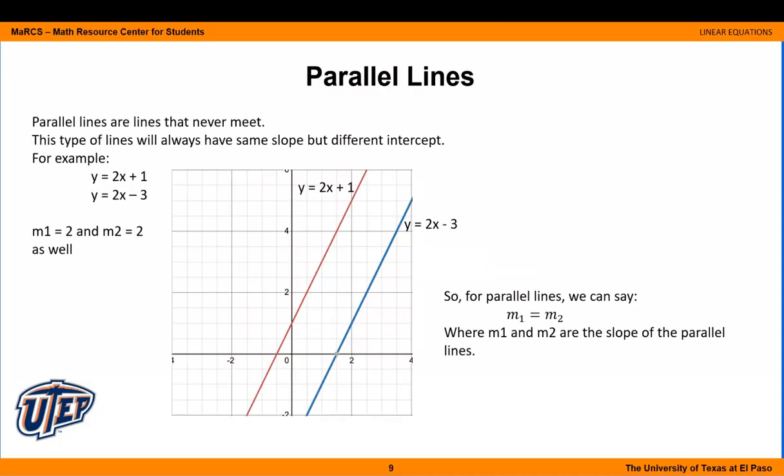Now let's talk about perpendicular lines. Perpendicular lines intersect at a 90-degree angle. Their slopes are negative reciprocals of each other. So if one slope is 2, the perpendicular slope is -1/2.